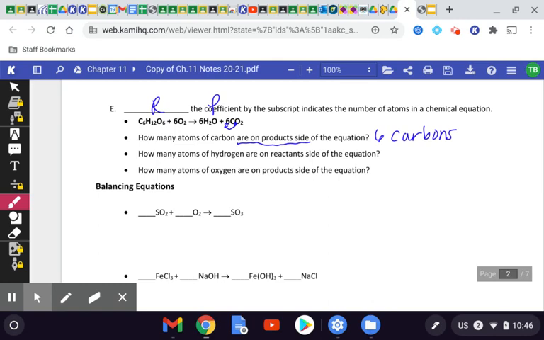How many atoms of hydrogen are on the reactant side? So now I'm going to go to the left-hand side. Here, there is no coefficient written. We can understand it is a 1 then. 1s, again, whether they're coefficients or subscripts, do not have to be written in a chemical equation. We would take that coefficient of 1, multiply it by 12, and we have 12 hydrogens.